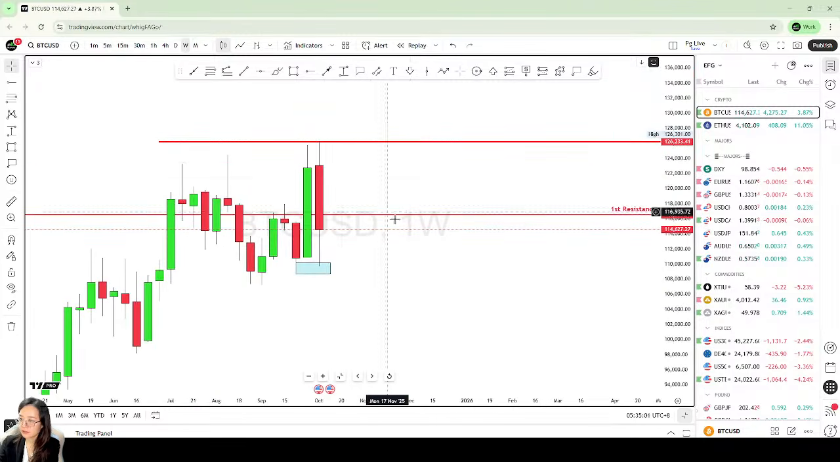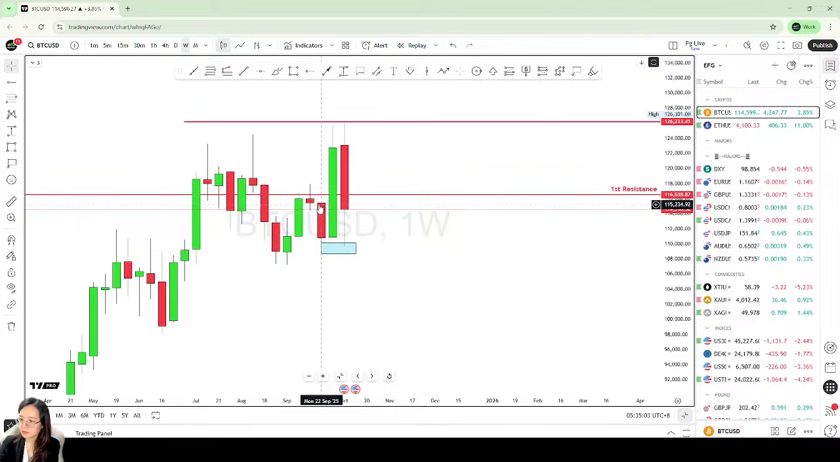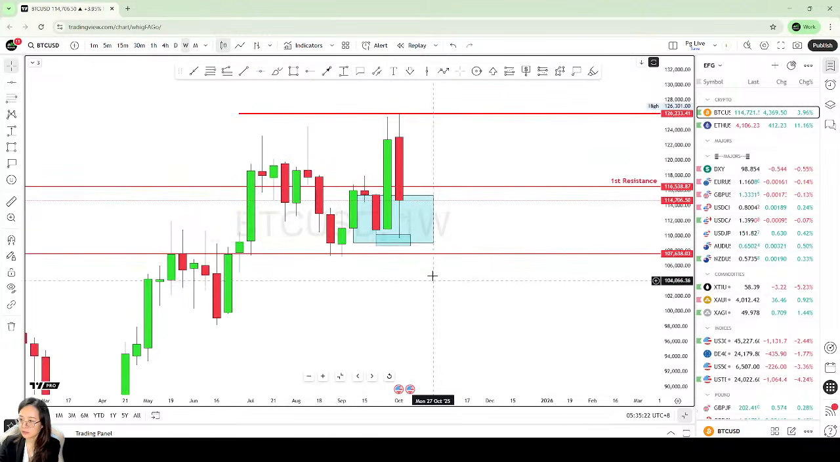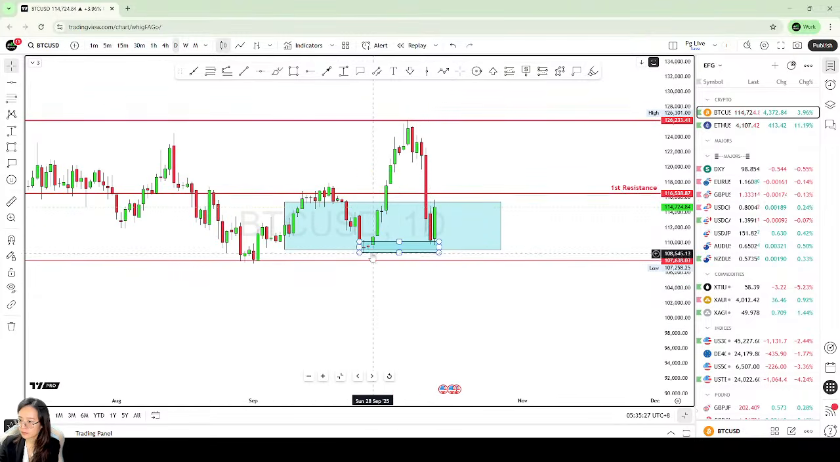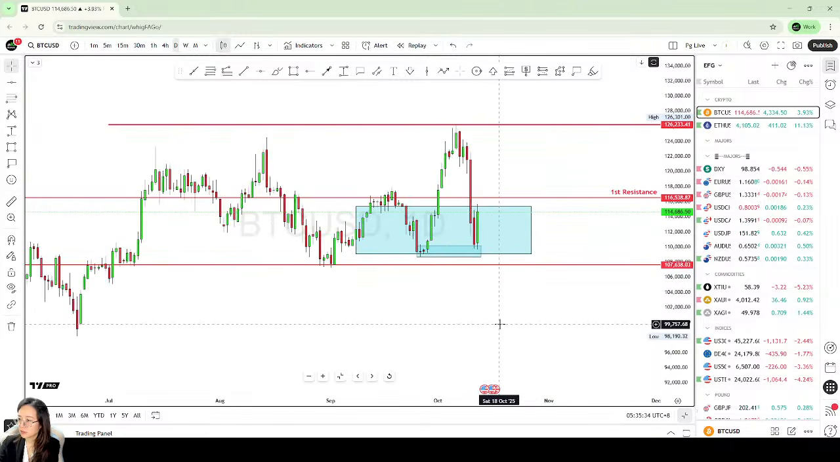Weekly, you can see this is the OB for the weekly. Price went in and had rejection. This is a bullish OB. This is going to be the support level for the weekly. You can see that D1 is closing with the demand rising. ETH, okay, Ethereum.